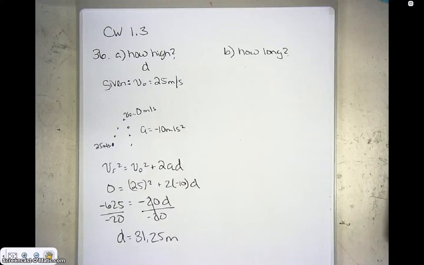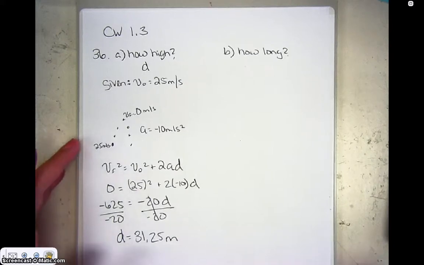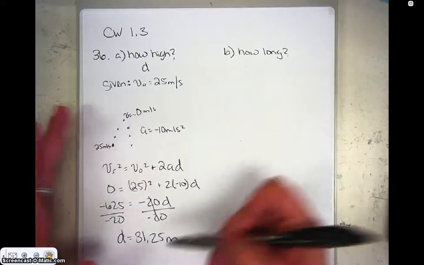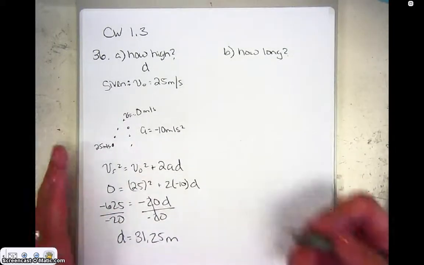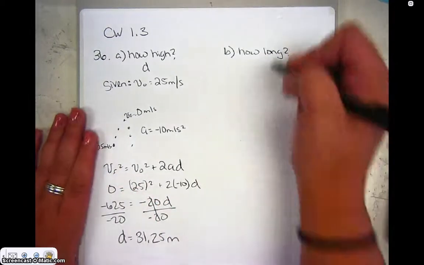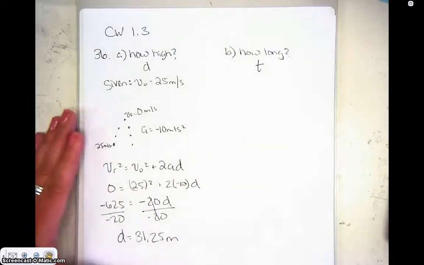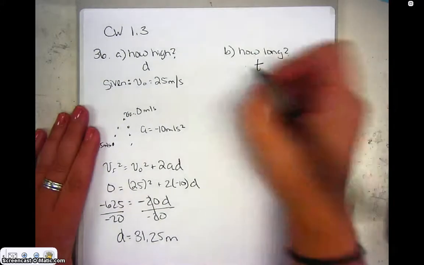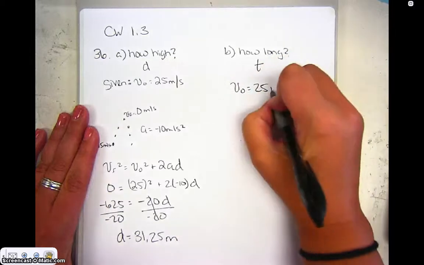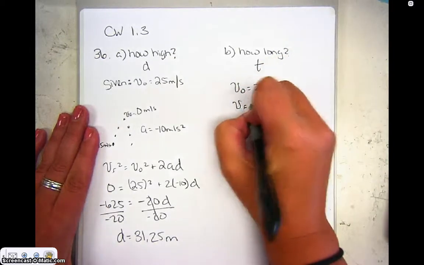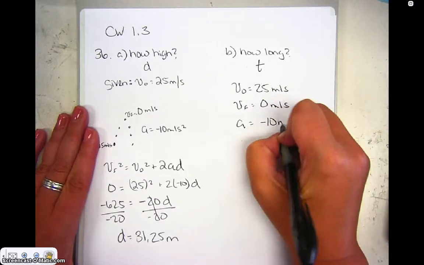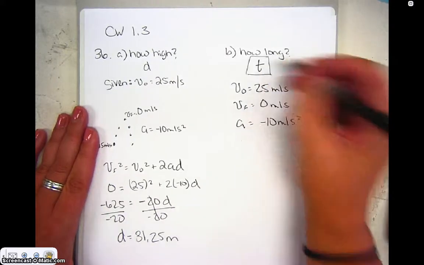Now, the second part is pretty easy. I've got V initial, V final, A, and now I have D. There's lots of different ways to solve this, but I'm going to solve it pretending that I don't know D because I want to show you something really important. How long would be T, time? So I have V initial is 25 meters per second, V final is 0 meters per second, A is negative 10 meters per second squared, and I want to find time.